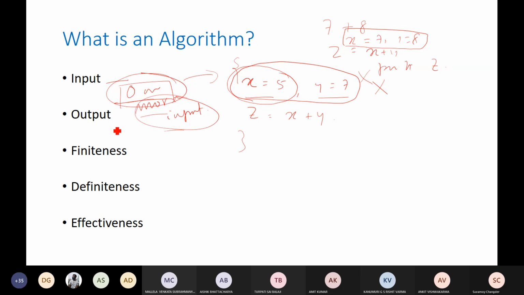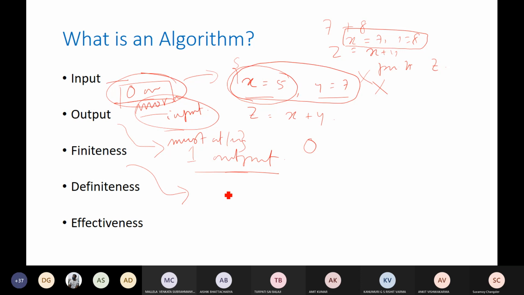Similarly, an algorithm must have at least one output. Unlike input, if we say that output may have 0 or more, then it is a false sentence. Why? Because if there is 0 output, then why should we go for an algorithm? So there must be at least one output for an algorithm. The next is finiteness.